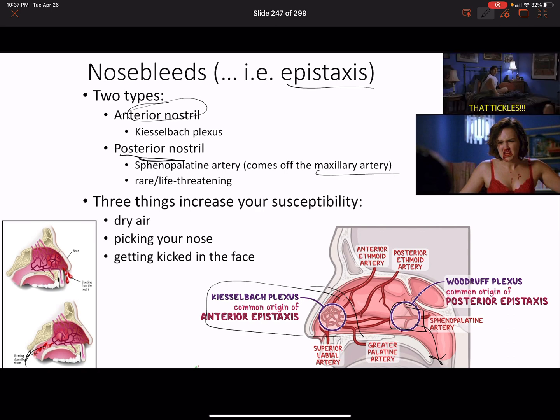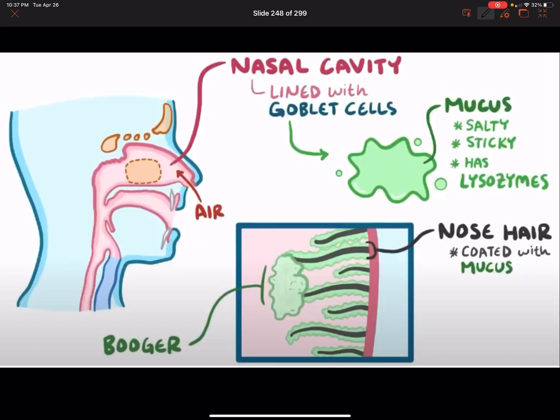So dry air can dry out the capillaries and make them susceptible to rupture. Picking your nose can honestly induce endothelial damage, and obviously getting kicked in the face does not help. The nasal cavity is going to be lined with mucus. This mucus has salts, it sticks to bacteria and viruses, has lysozymes to degrade them, and then the mucociliary escalator can move them down your nasal cavity, down your pharynx, and down into your esophagus. Or, I guess you could spit it out, or pick your nose, or it can just go down into your stomach and be dissolved in the acid.